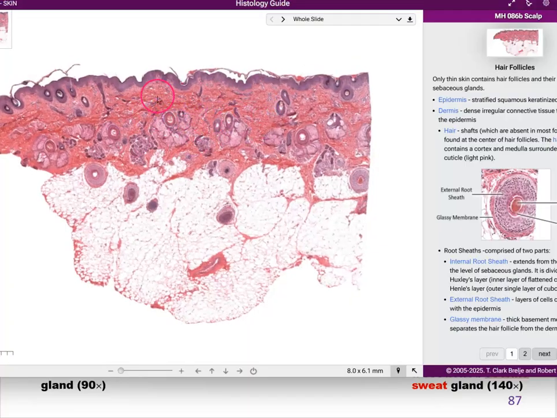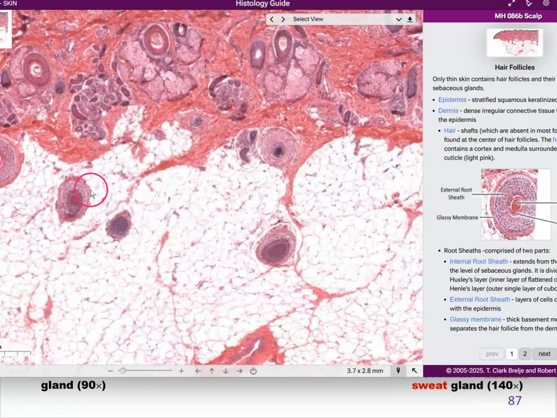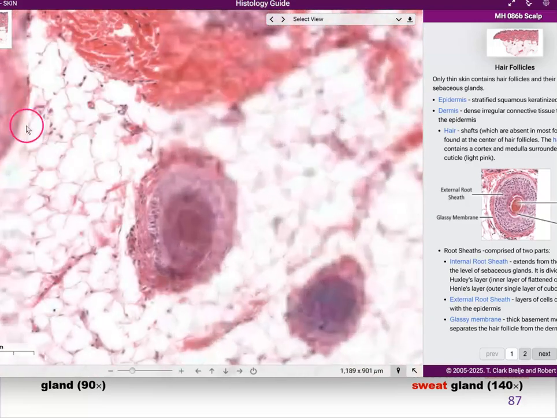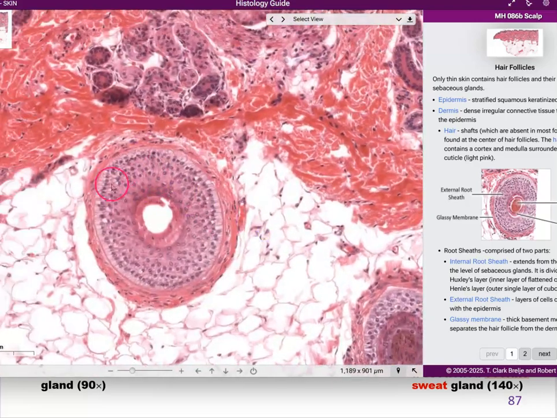This is skin from a scalp with lots of hair follicles, and they are these circular structures you're seeing. What we can see if we look at one is that it is made of epithelial tissue surrounded by smooth muscle.